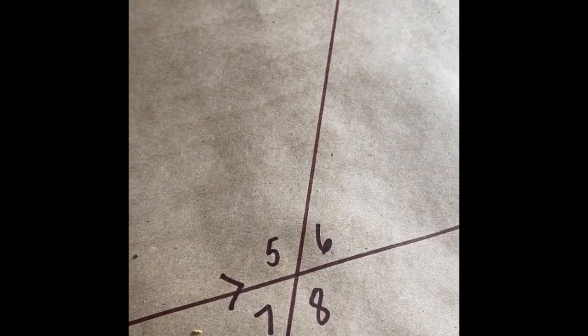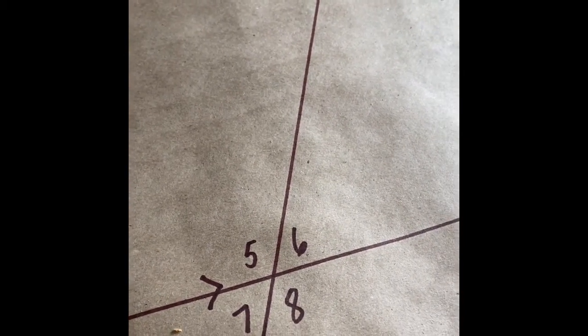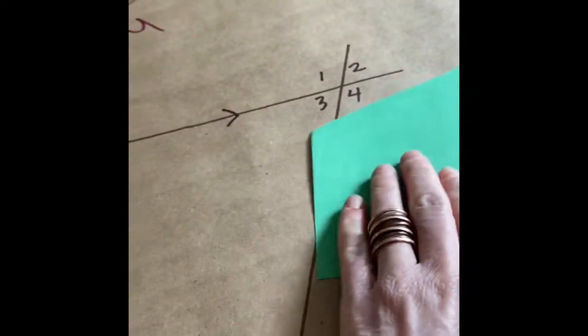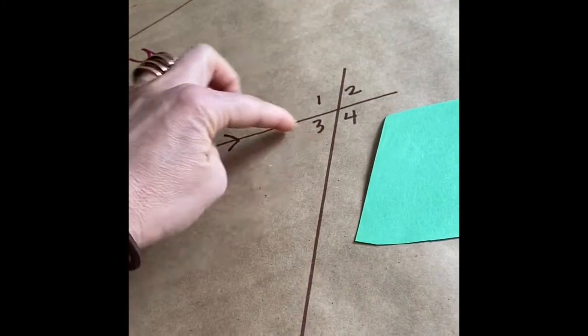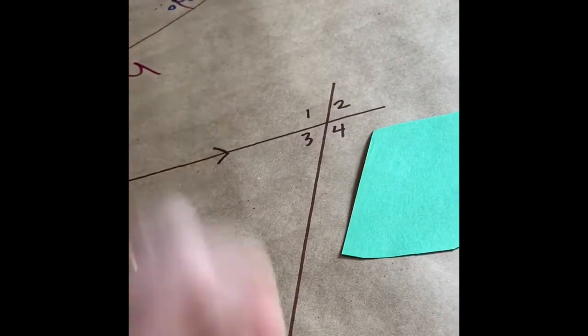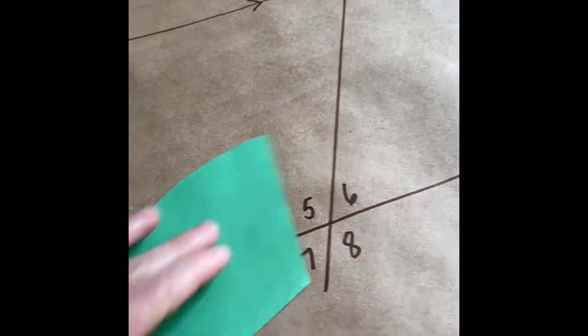Okay, so what you'll see when you have two parallel lines and a transversal is that 4 of those angles are exactly the same. I've used some construction paper and cut out an angle number 1. Angle number 1 is the same as angle number 4. That makes sense because these two look like they are opposite, like the letter X.